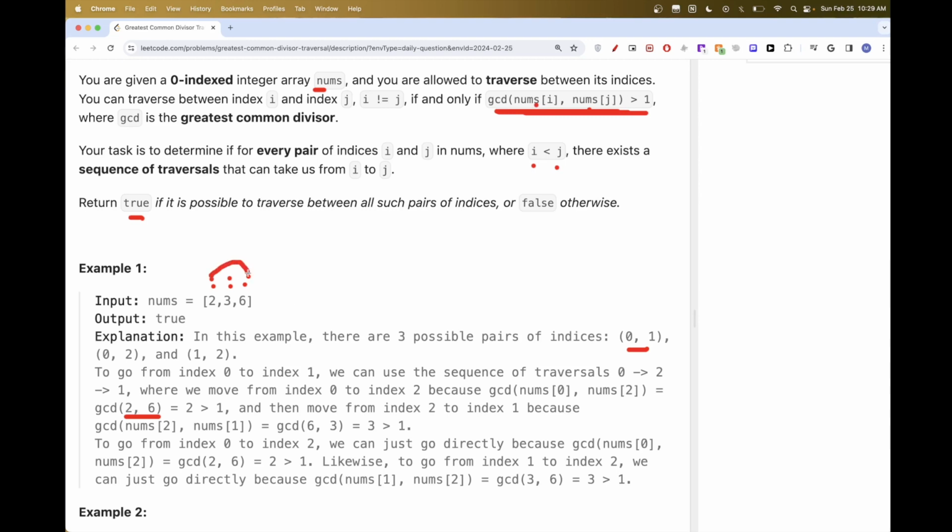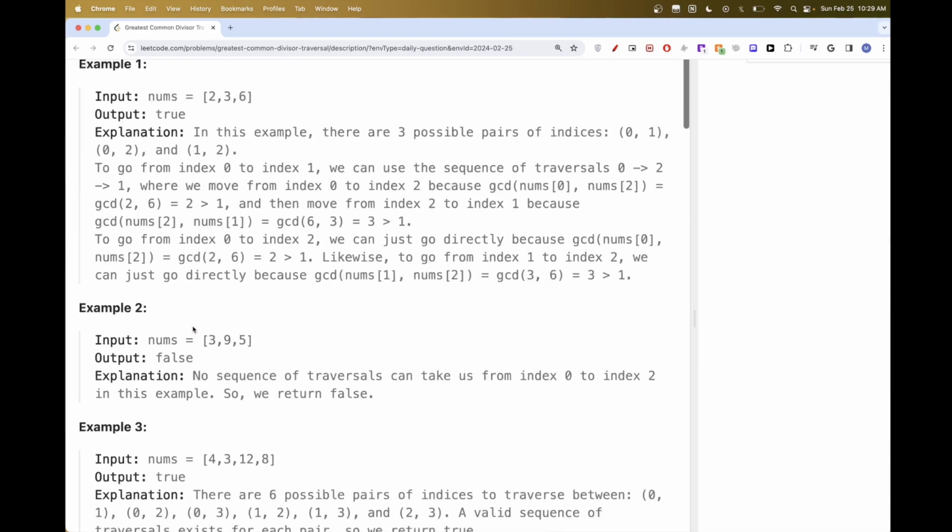Then from 2 to 1, we can also move from 6 to 3 because the greatest common divisor between 6 and 3 is 3, which is bigger than 1. Okay, and then if we try the rest, which is from 0 to 2, well, we already said the GCD there is 2, so it's bigger than 1. And from 1 to 2, we already said the GCD is 3. So for all of them, it is possible, so return true. So that's the core idea.